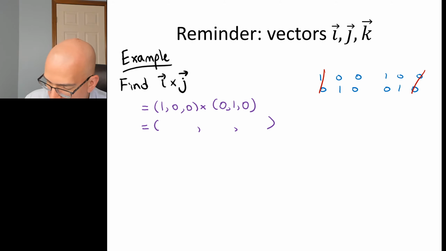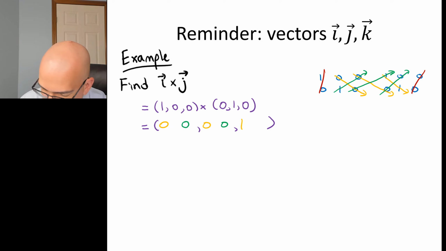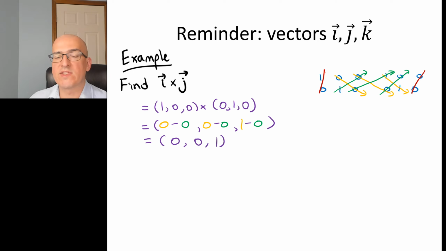And then we have our down products: 0. Our next down product, 0. Our next down product, 1. And we have our up products, 1 times 0, 0, 0 times 1, 0, and 0 times 0, 0. And we're supposed to subtract all those second pieces. Subtract, subtract, subtract, and we can simplify: 0, 0, 1. And what's that? What do we call that? We call that k.